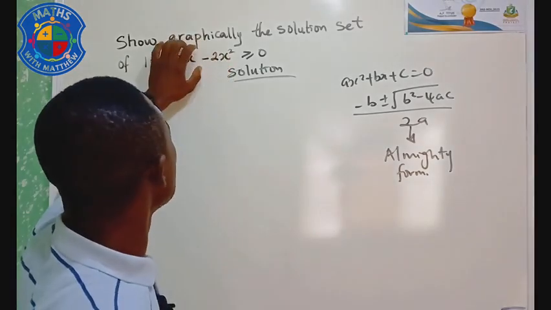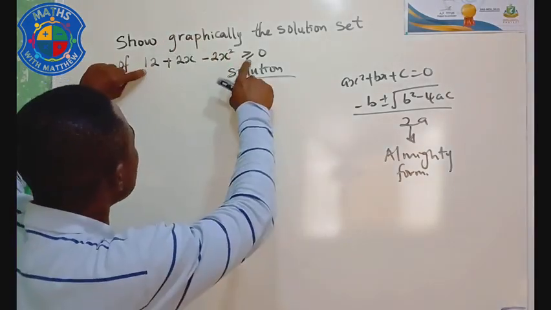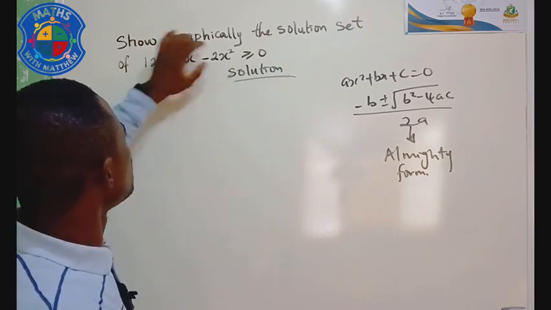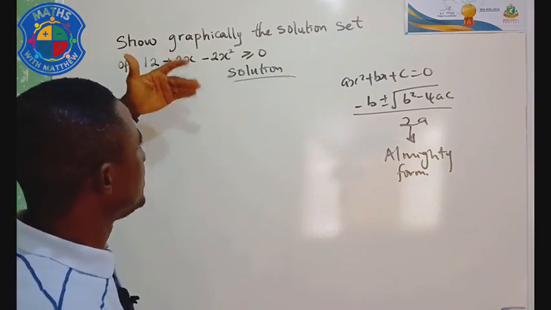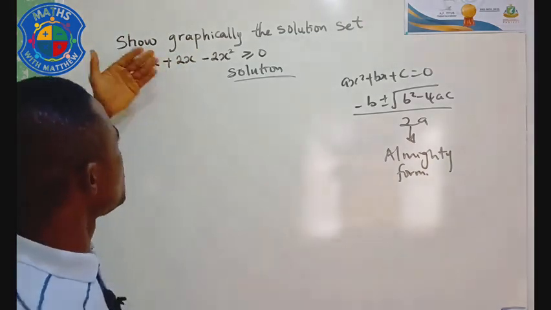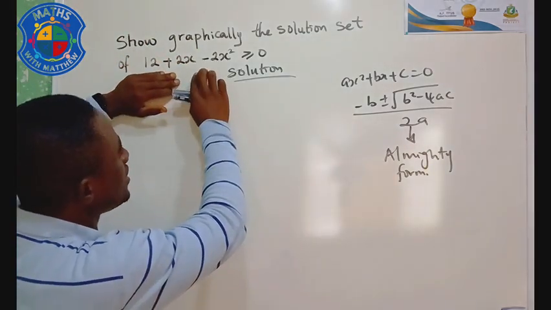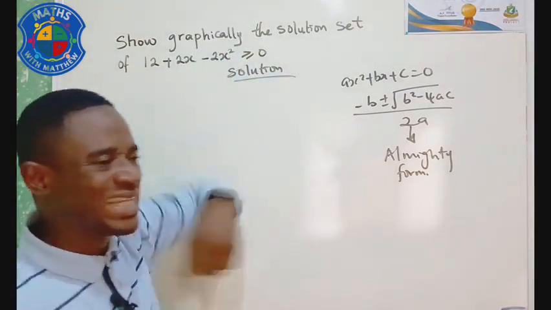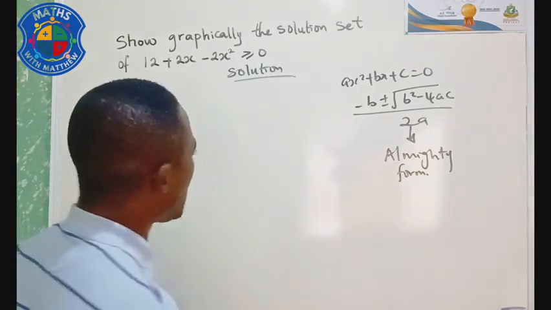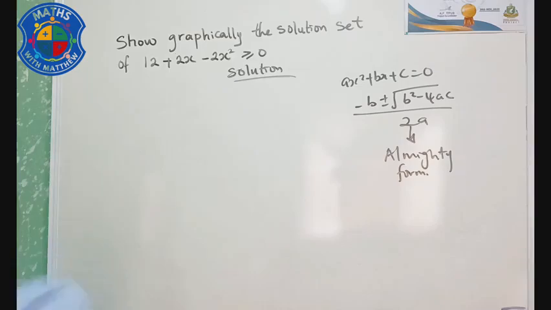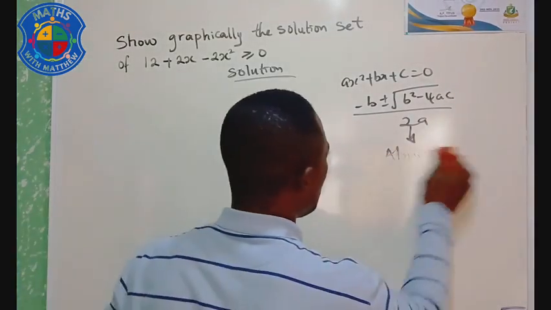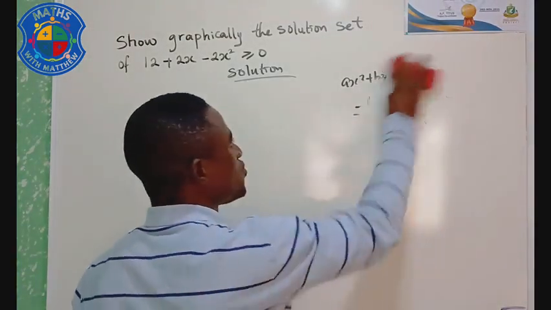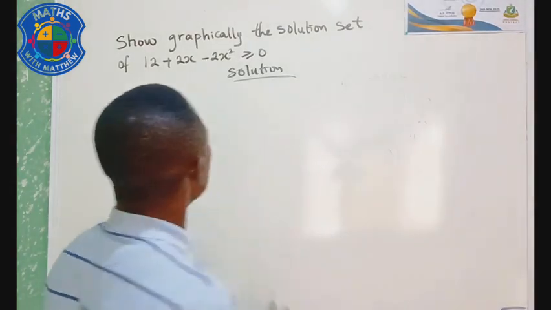Now, in inequality, what we are saying is the range of values we want to get, if I substitute the value of x into this quadratic inequality, it must be equal to 0 or greater than 0. Now, let's see how we are going to solve what we have here. It's very, very easy to solve. So let's look at it.